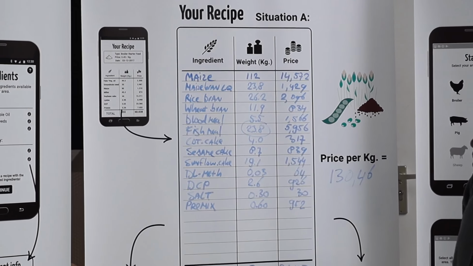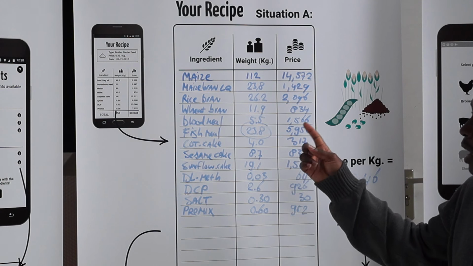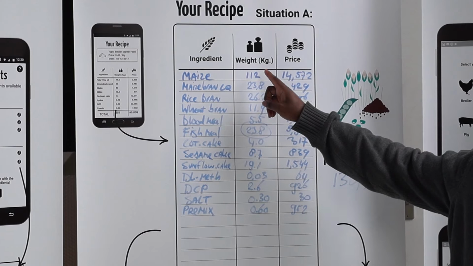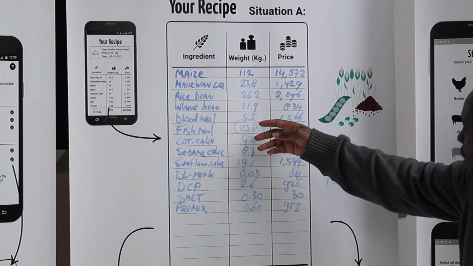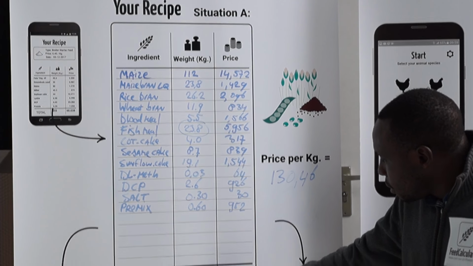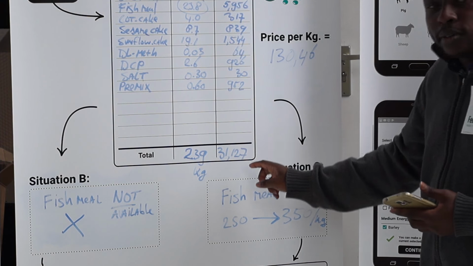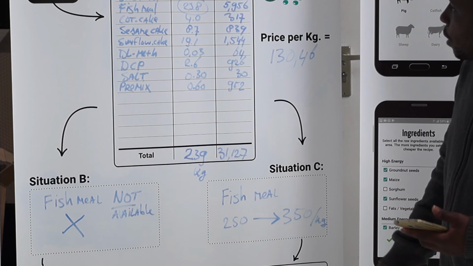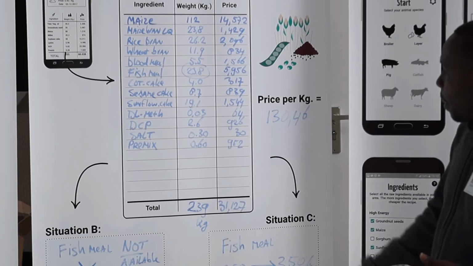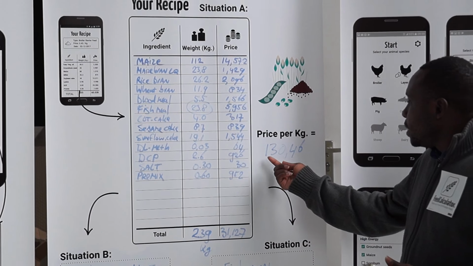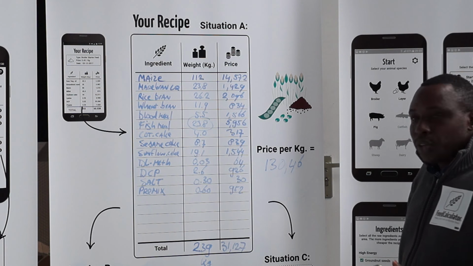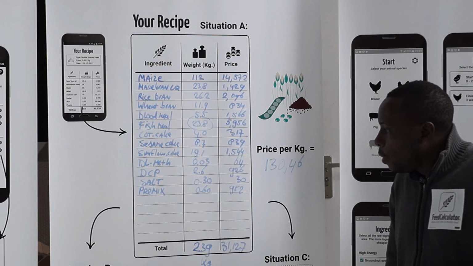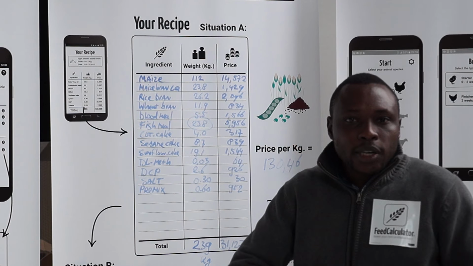112 kilograms. Somebody is saying, what feed was it? I was making layer feed. So, 112, and then 23 different kilograms, 26, and these are the prices, and it was 239 kilograms, costing 31,107. It could have been any kind of currency. What I want you to know is that the price per kilogram is 130.46.